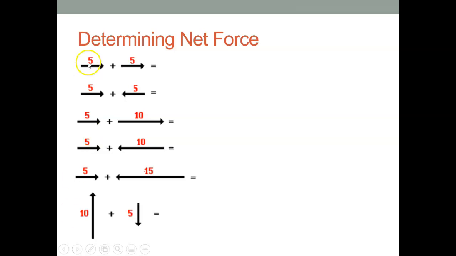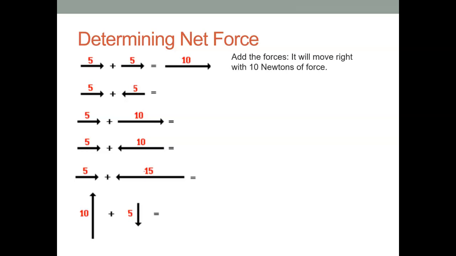So in the first one, you have 5 to the right plus 5 to the right equals 10 to the right. So the object's going to move right with 10 newtons of force. On the second one, you have 5 to the right plus 5 to the left, which equals 0, because now you have to subtract the forces.